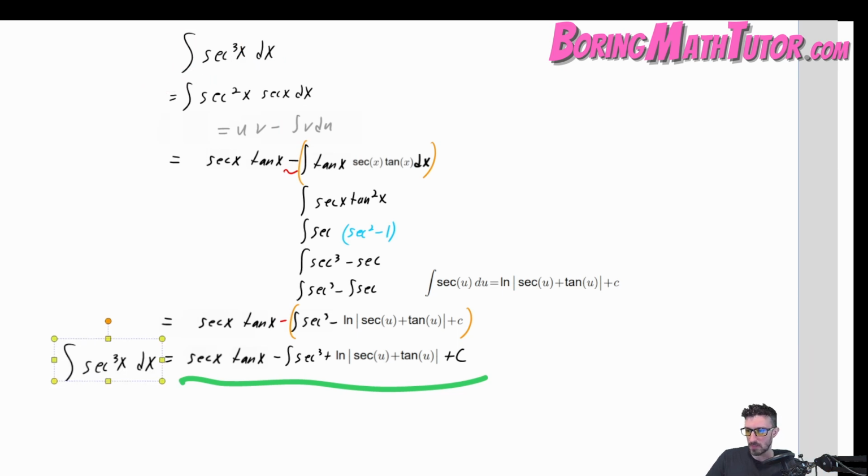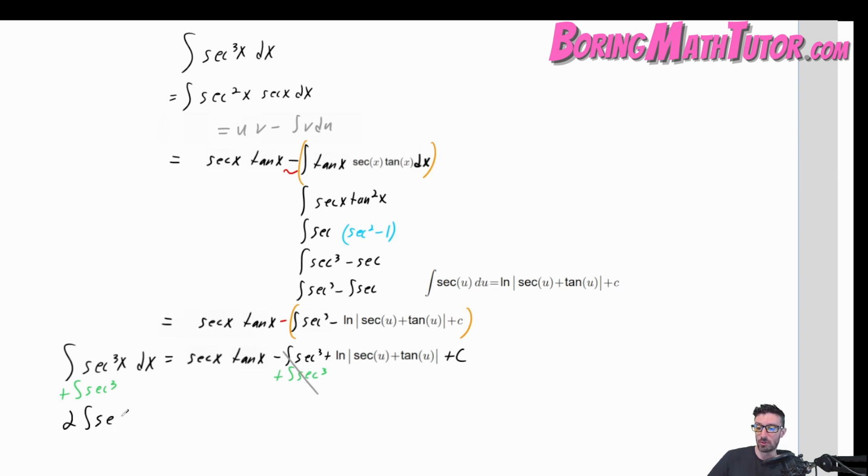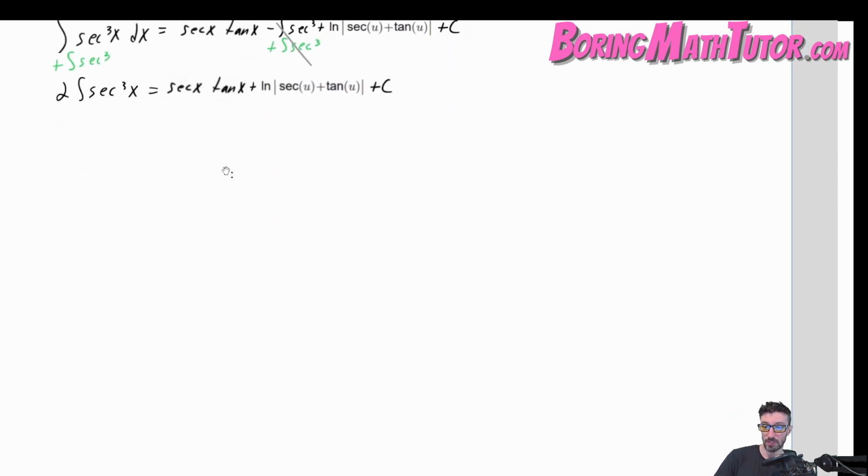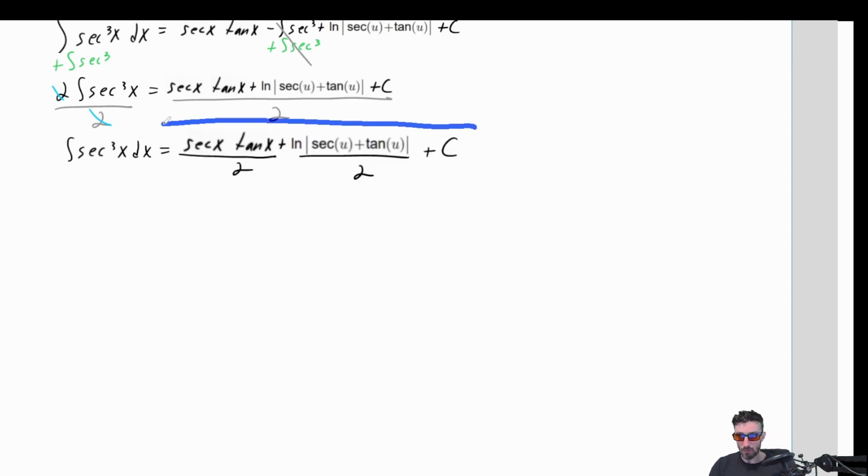And what that does is it gets us an equation where I can now add the integral of secant cubed to both sides in order to cancel it out. And on the left side, I would now have 2 times the integral of secant cubed, which equals the right side. And we're so almost done. We just divide by 2 to cancel out the 2, leaving us with the thing we were trying to solve for. Integral of secant cubed x equals our final answer.